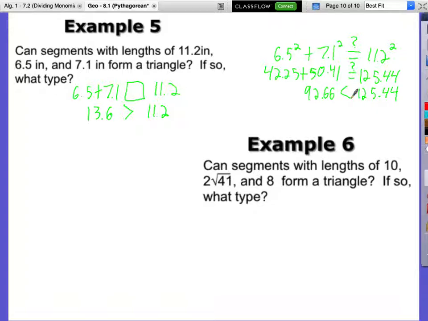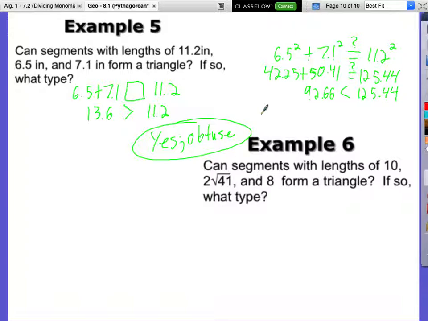So can this form a triangle? Yes. If so, what type? Obtuse. Okay, let's keep going further. Class, we are done with that. Let's go to example 6. This one is obtuse. C squared is bigger than A squared and B squared, so it's obtuse.